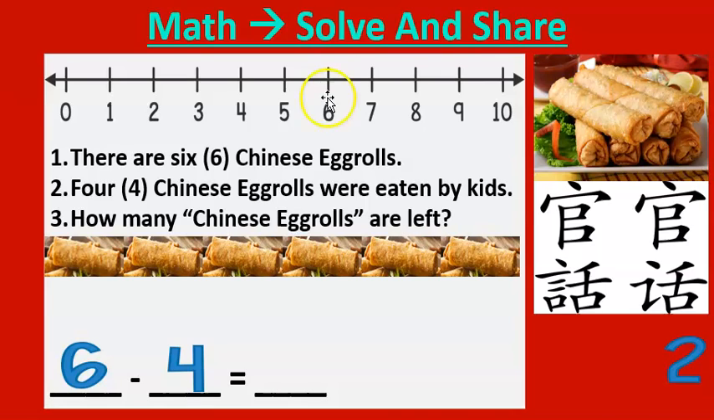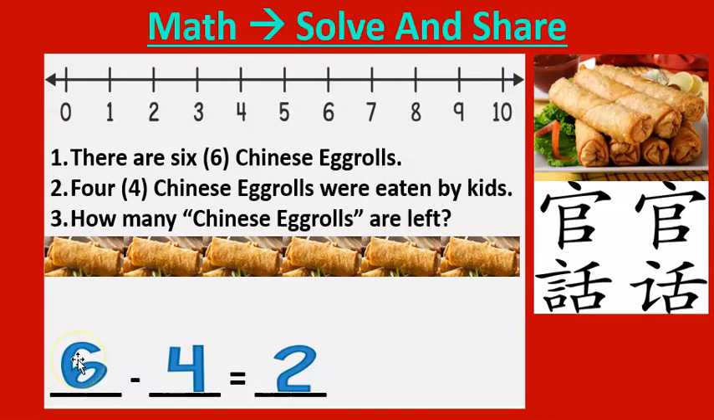Here we go now. Follow Mr. Begay. We're at 6. We're going to have to jump back 4 times. Okay, here we go. 1, 2, 3, 4. So what's our answer, boys and girls? 2. So that's our answer. So 2 Chinese egg rolls are left because there were 6 of them, but 4 of them got eaten by kids, and 2 of them are left. So 6 minus 4 equals 2.